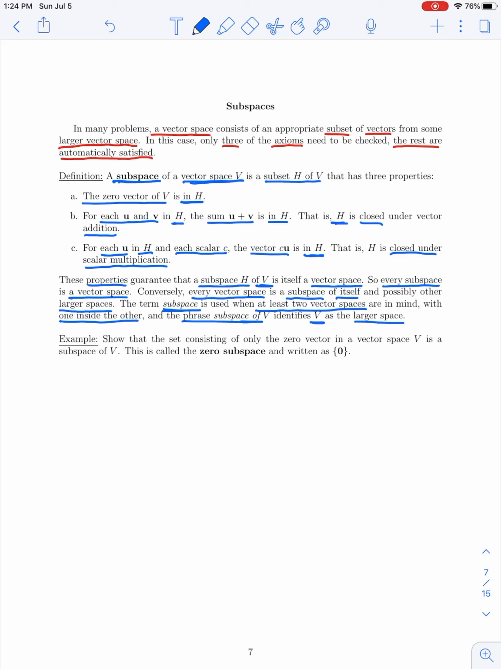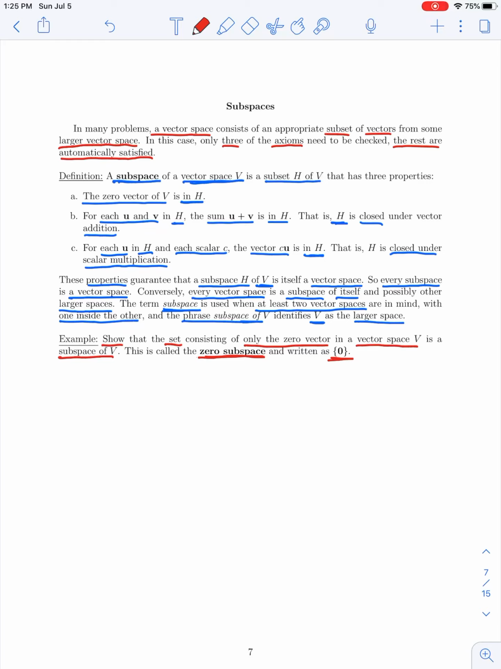So let's look at some examples where we're given some subset of a vector space, and we need to determine whether or not it is itself a vector space. In our first example, we are asked to show that the set which consists of only the 0 vector of a vector space V is a subspace of V. This particular subspace is referred to as the 0 subspace of a vector space, and it is denoted as the set containing only the 0 vector.